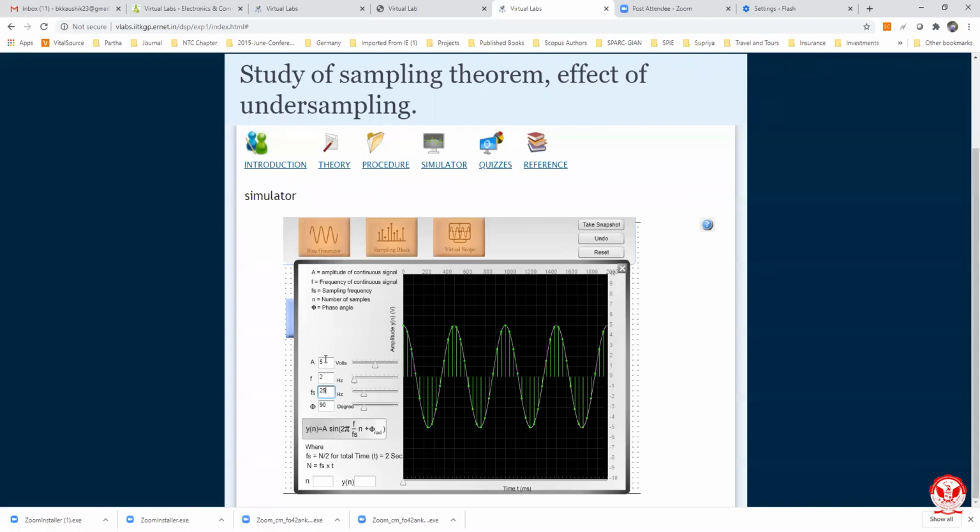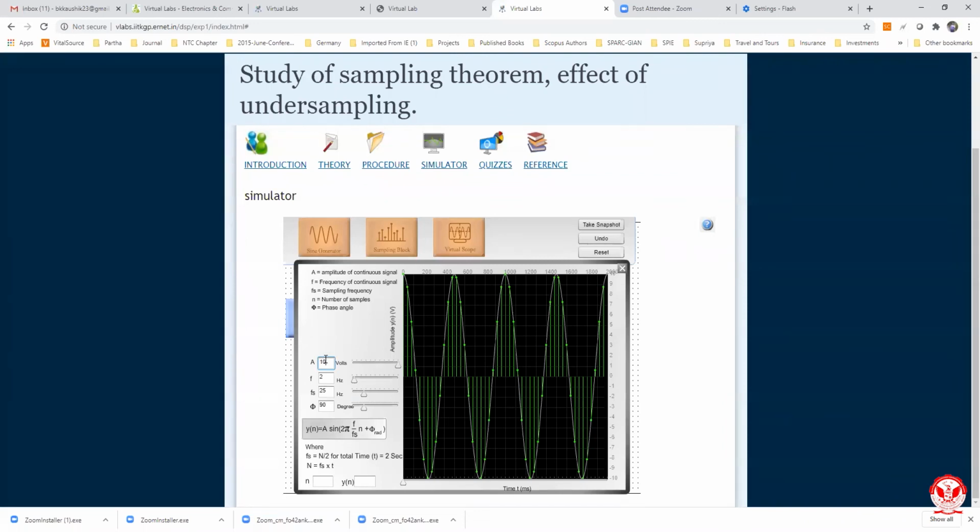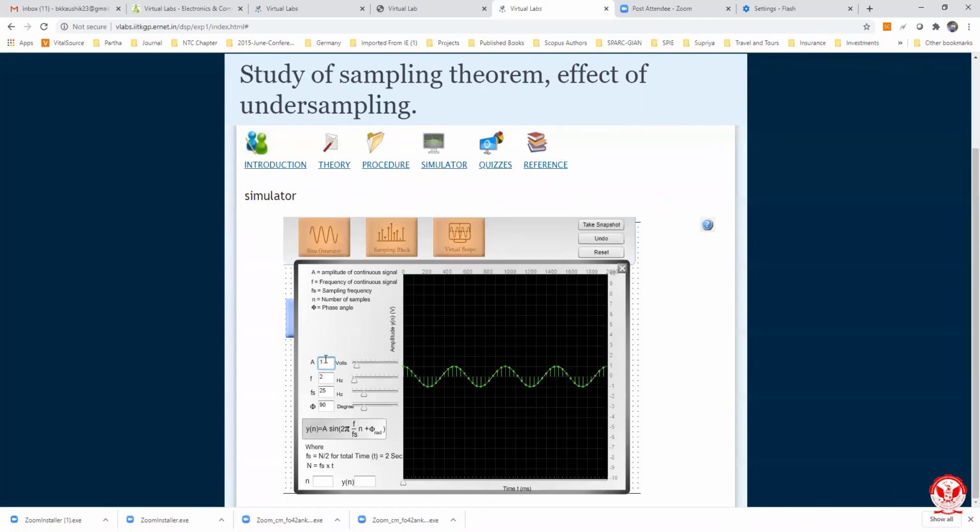Similarly, we can change the amplitude here also. Any way we can change the amplitude, you can either scale up or scale down. This is the frequency of the input signal, 2 Hz. Now we set again the phase angle to 0. So what we observe finally here, once we increase the sampling, we have a lot of samples.